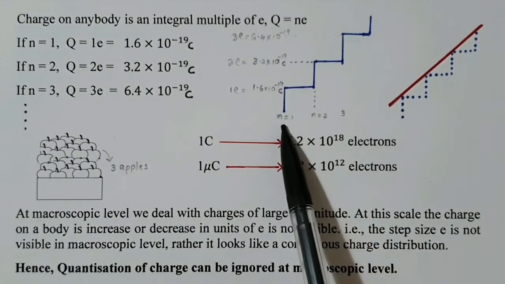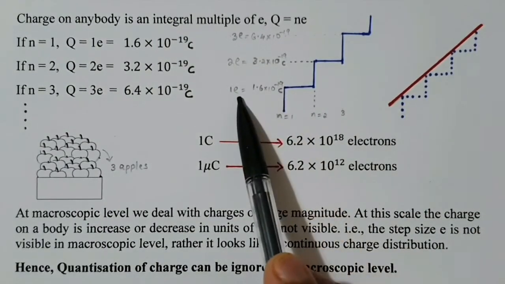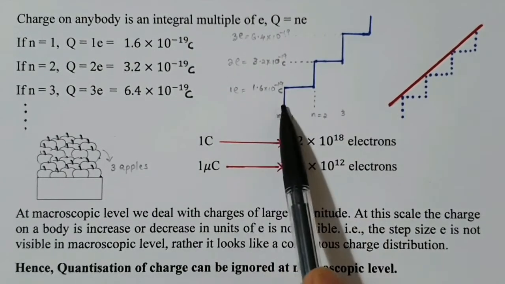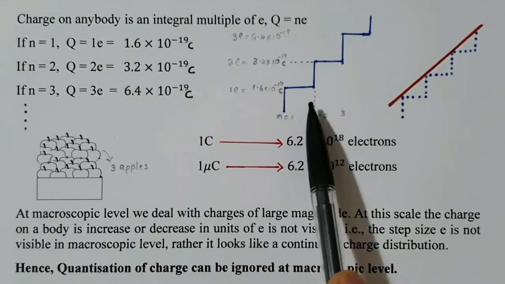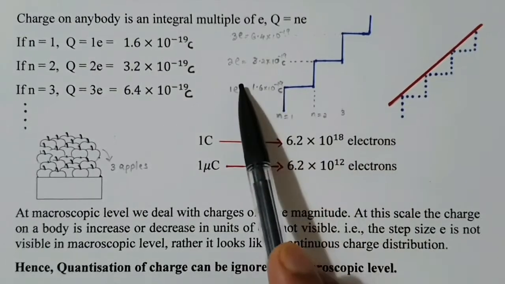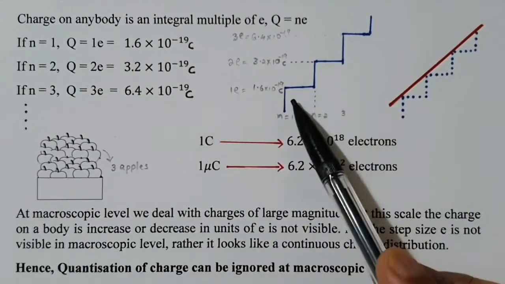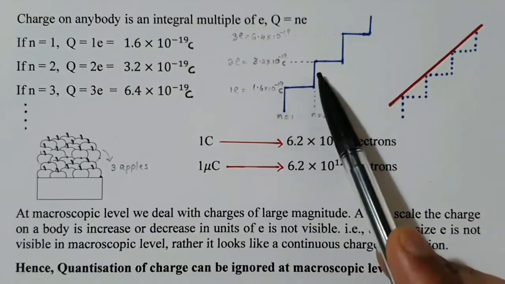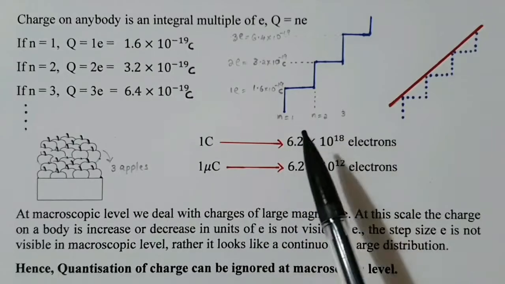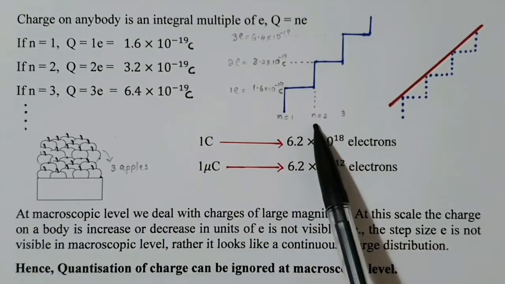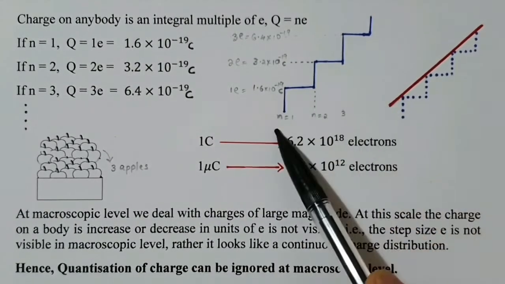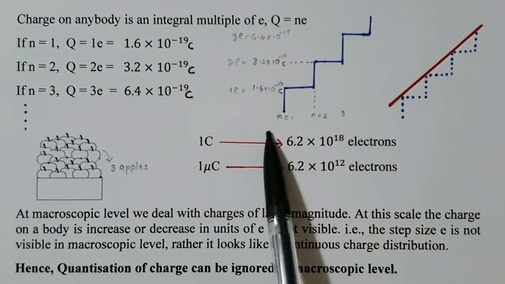If you transfer 1 electron, then the quantity of charge is 1e. If you transfer 2 electrons, then Q is 2e. There is no transfer of fractions of electrons between them because electrons cannot be broken. Hence, charge on any body is an integral multiple of electronic charge, and it is increased or decreased in steps of e. And this step size is very small because at macroscopic level, we deal with charges of a few microcoulomb or millicoulomb. At this scale, the charge on bodies increased or decreased in units of e is not visible.